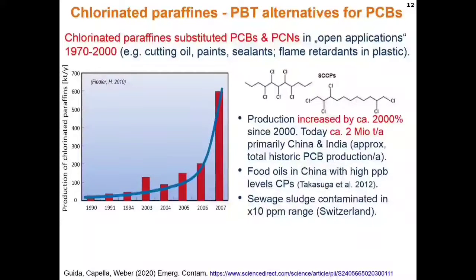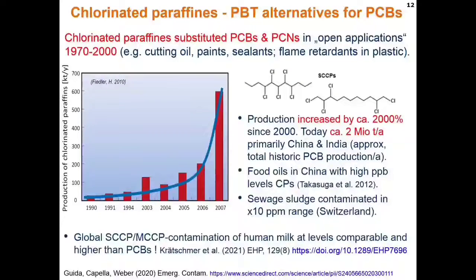The total production of chlorinated paraffins today, the production capacity, is more than 2 million tons, mainly in China and India, and about 30% of this are short-chain chlorinated paraffins. When you look today into food oils in China, you find it in ppb concentration; in sewage sludge in Europe we find it in ppm concentrations. So you see, we have a very high use and a high release even in Europe.